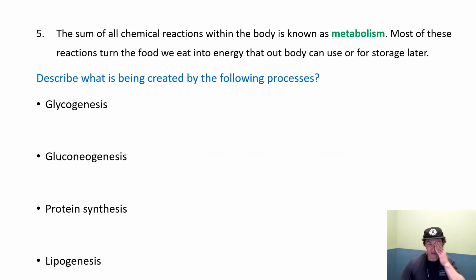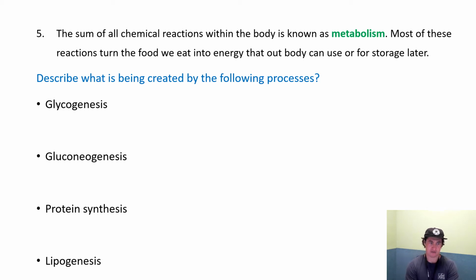Okay, question 5. The sum of all chemical reactions within our body is known as metabolism. So this includes all reactions that involve building up, breaking down the body, allowing us to function, sending messages. All of the chemical stuff happens, but most of these reactions turn our food that we eat into energy that our body can use or for storing later. So that's why metabolism is often thought of as the breaking down of foods. It's not only that, but it is a big chunk of that.